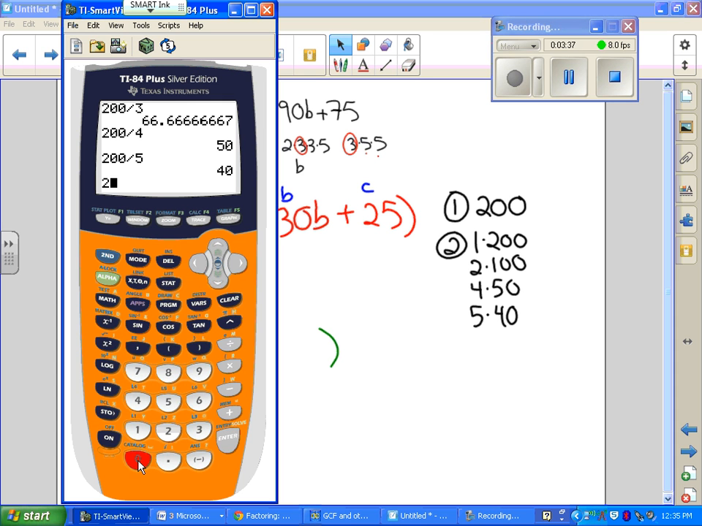200 goes into 6. Nope. 200 divided by 7. Nope. 200 divided by 8. Nope. 200 divided by 9. Nope. 200 divided by 10. Yes, so 10 and 20. Now I'm not sure if there's any more.